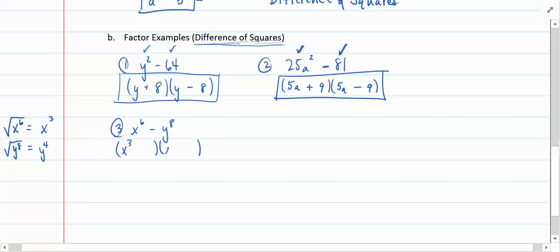The end result would look something like this: x cubed in the first position of each binomial, y to the 4th in the second position of each binomial. One binomial receives a positive sign, the other one receives a negative sign, and we're left with x cubed plus y to the 4th and x cubed minus y to the 4th. That's our factored example of this difference of 2 squares.